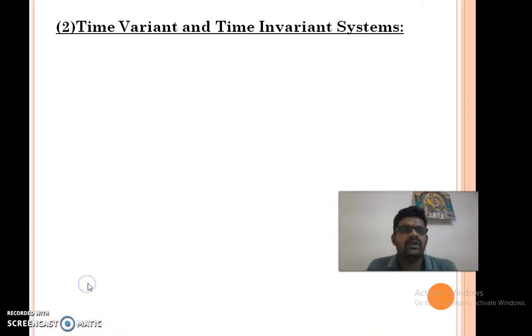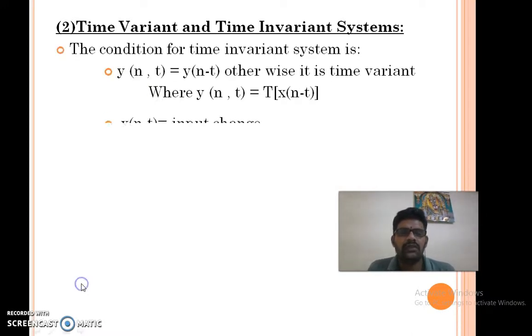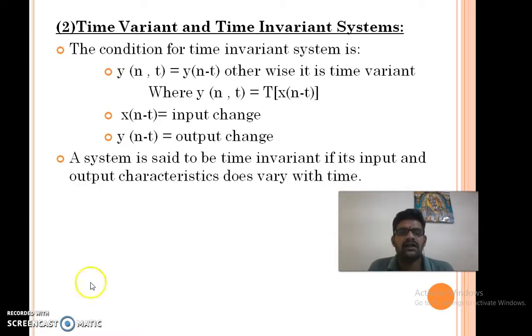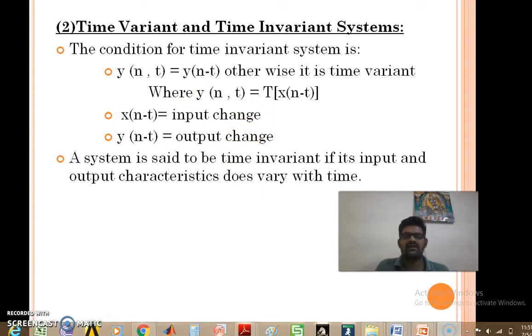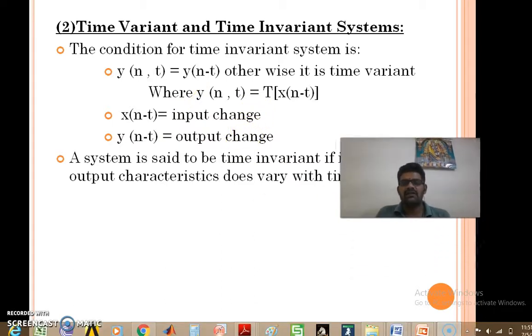Similarly, the next one is time variant and time invariant. A system is said to be time invariant if its input and output characteristics do not vary with time. For example, if you apply an input change, the corresponding output change must exist. Such systems are known as time invariant systems. If this condition is not satisfied, it becomes time variant.